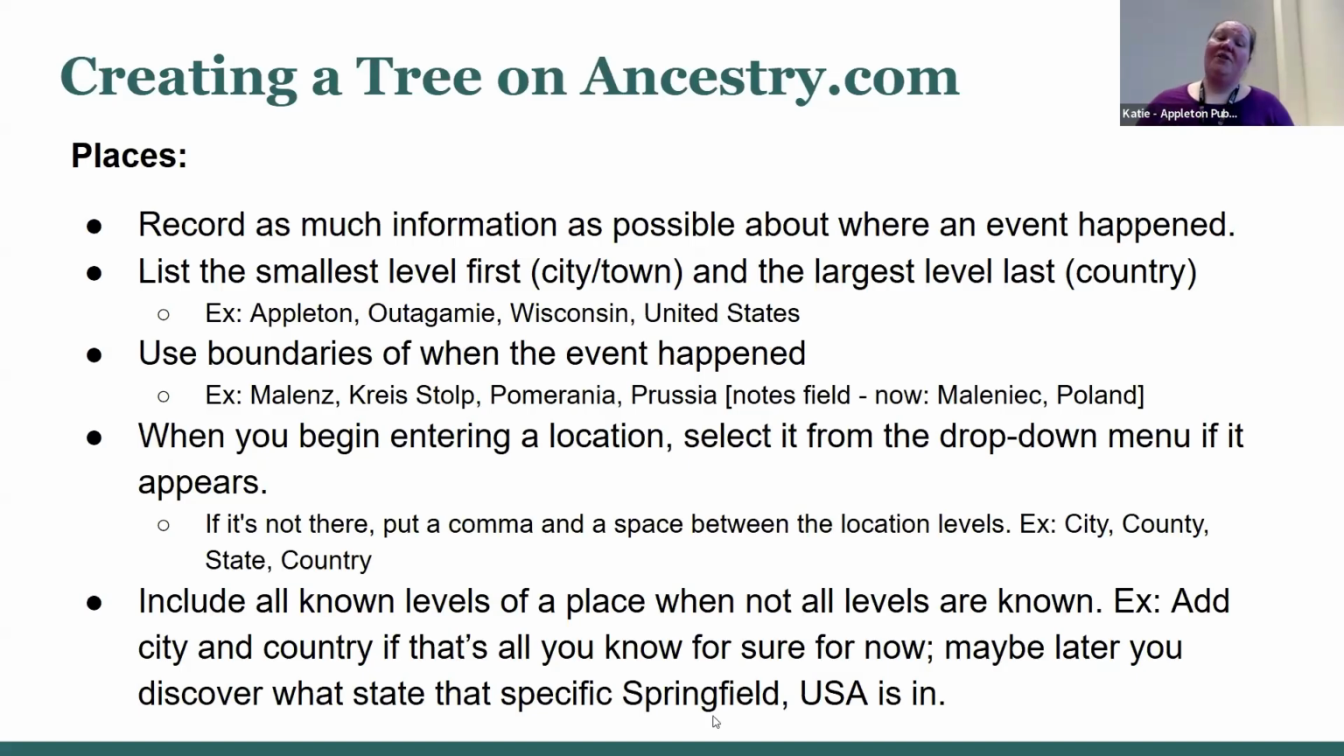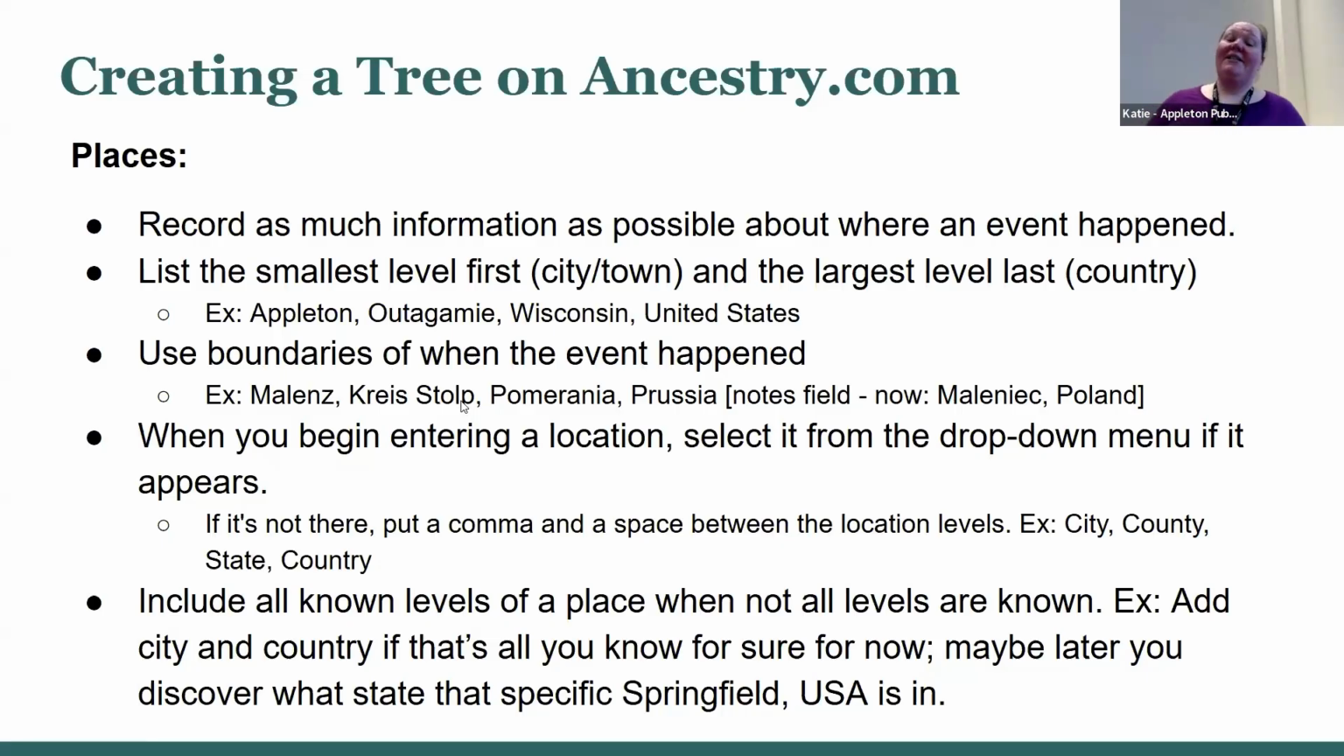For places, you want to record as much information as you possibly can about where an event happened. So you want to list the smallest place first, so that city or that town, and then that largest level, the country, is going to be last. So for us here in Appleton, we'd list Appleton, that's our city, Outagamie is our county, we're in the state of Wisconsin in the United States. So that's how we would list this location.